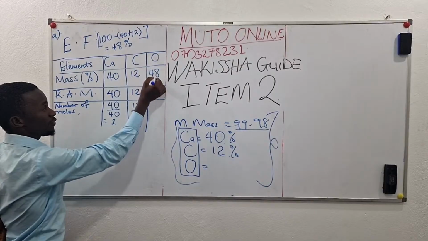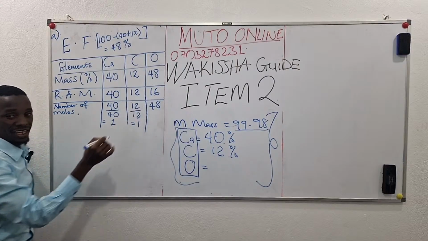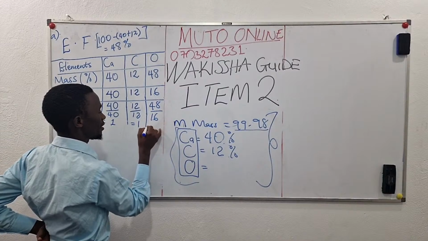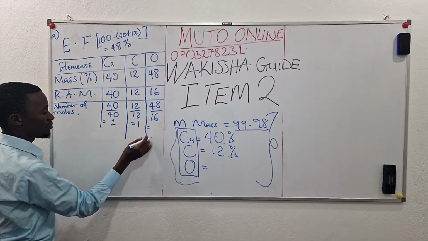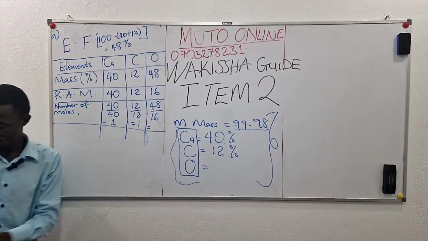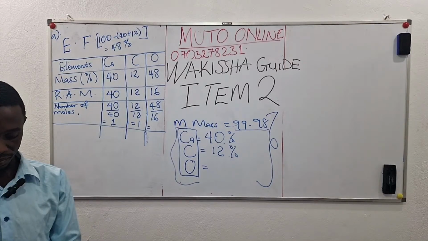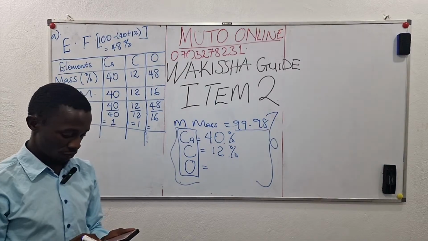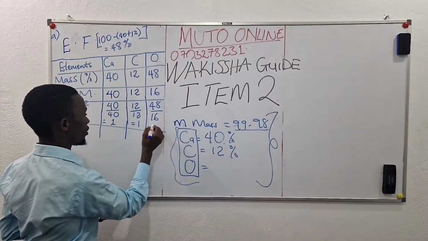And to get the number of moles for oxygen, we get the mass, which is 48. We divide it through by 16. And what we get will be the number of moles of oxygen in the compound. I know you have the calculators, but my calculator is giving me the number of moles for oxygen as 3.